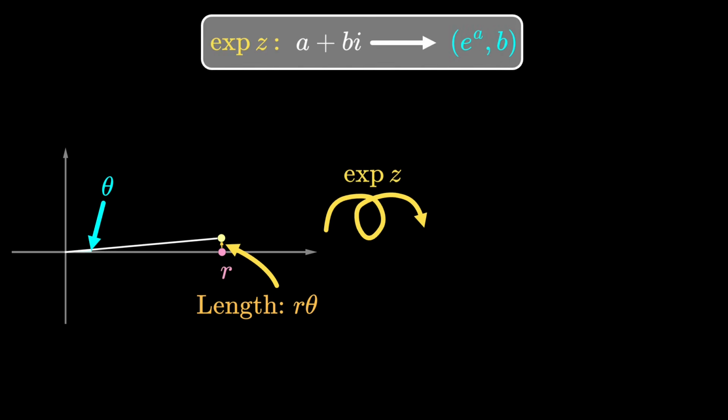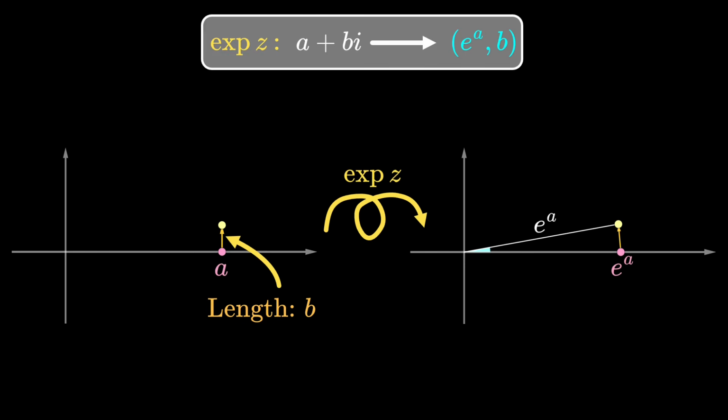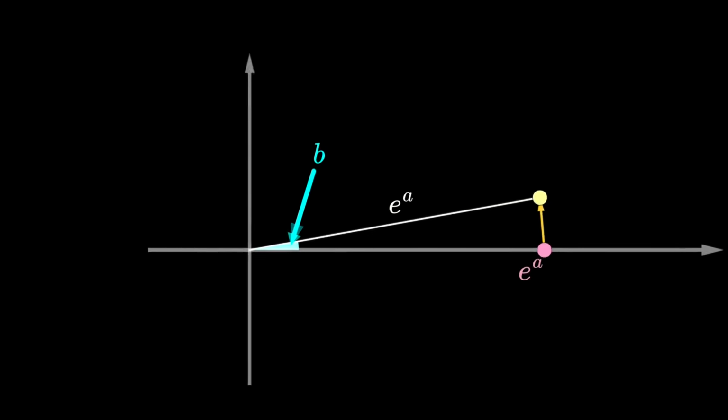However, unlike the previous cases, we don't displace the point along a circular arc. Instead, from a particular point a on the real axis, we displace vertically upwards with a small distance b away. Then, we can use this formula to see where this point goes under exponentiation. It should go to a point of distance e to the a away from the origin with polar angle b. By this point, you probably know the drill.